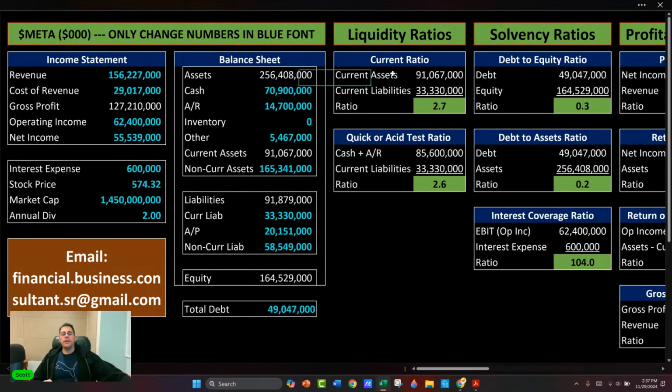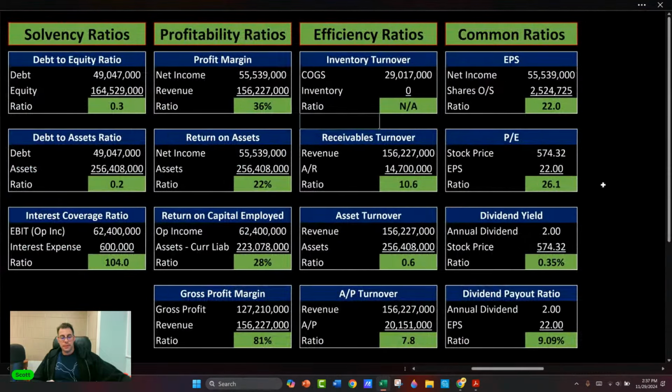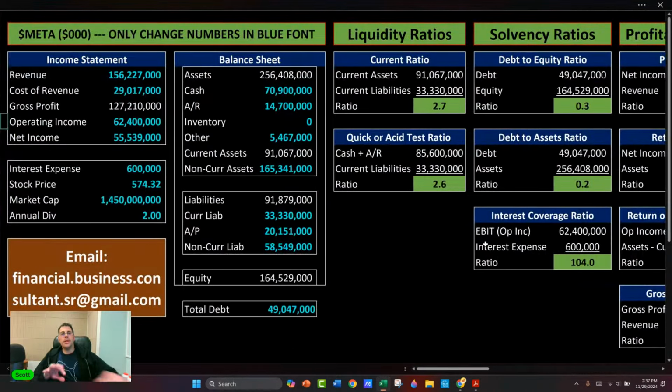So the other thing I was talking about earlier is this Excel file. So you can do this with any company. You just plug in just some info from the income statement and some info from the balance sheet. So it's only 10 numbers you plug in, and then it populates all these ratios. And then you could totally tinker around with the ratios.